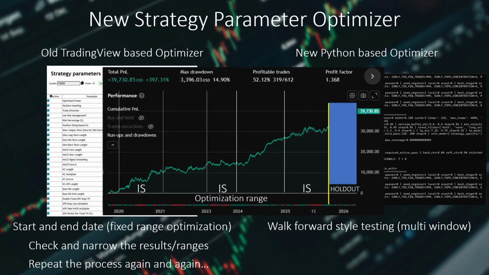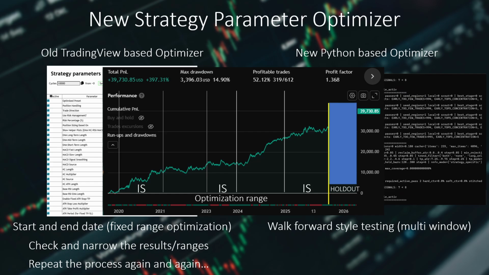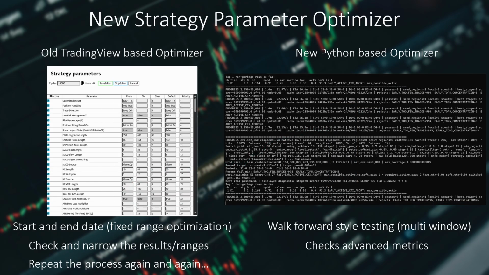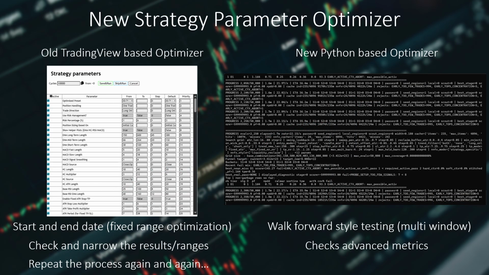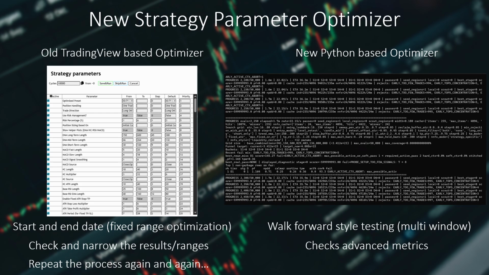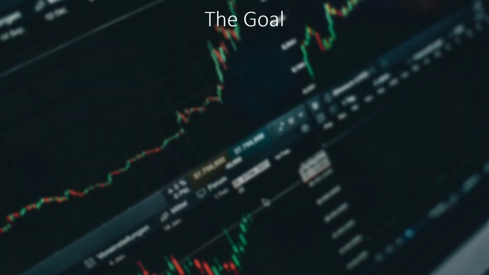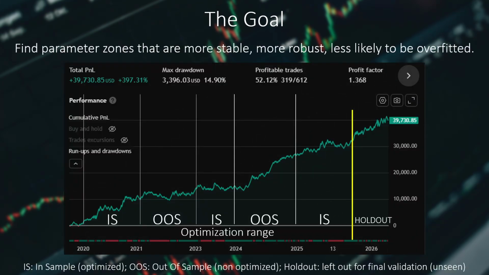It runs walk-forward style testing across multiple train and test windows. It keeps a separate unseen holdout period, and checks parameter stability, equity curve smoothness, Calmar ratio, net profit to drawdown ratio, trades per week and many other metrics that TradingView does not even include. And the best part is that this optimizer does everything automatically. The goal is not just to find a strategy that looked good in the past, the goal is to find parameter zones that are more stable, more robust and less likely to be overfitted.